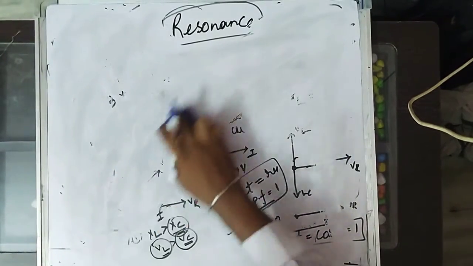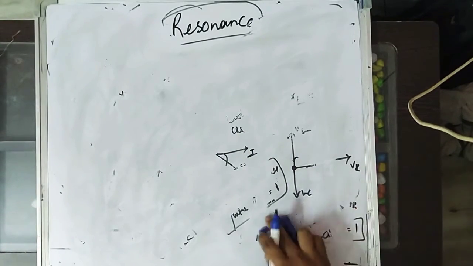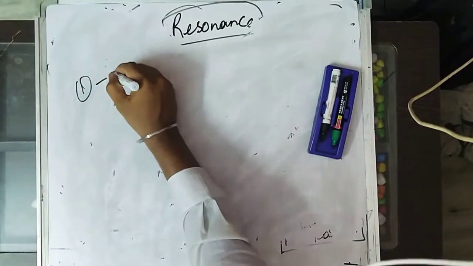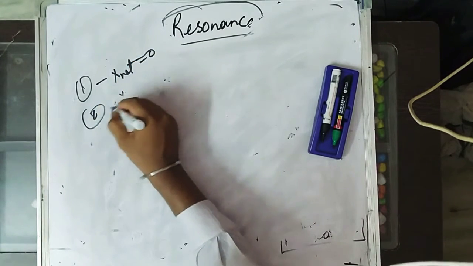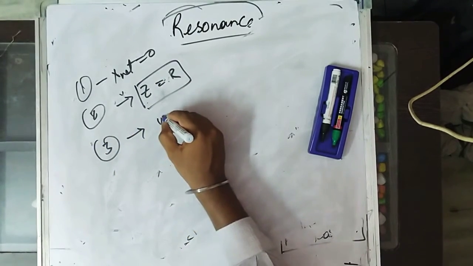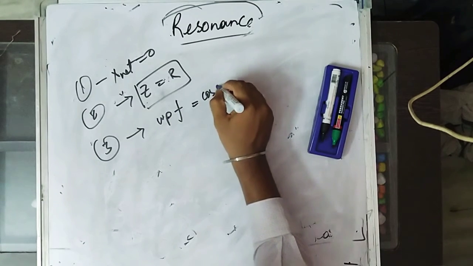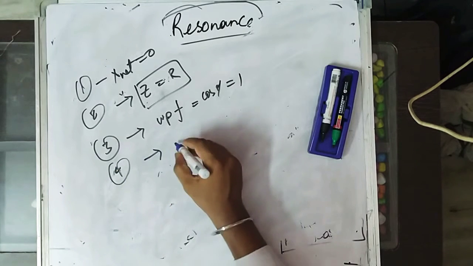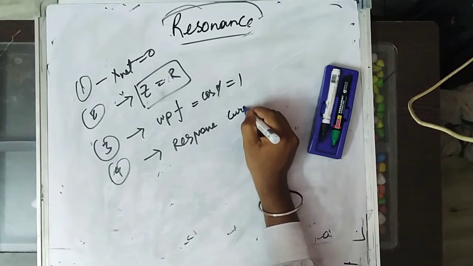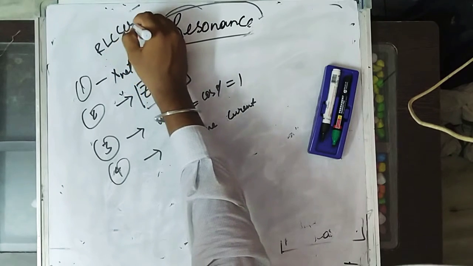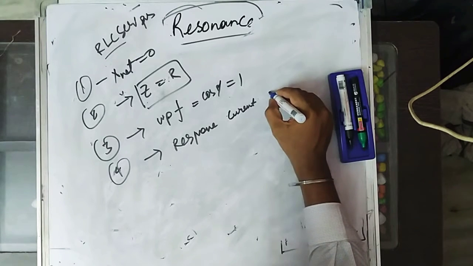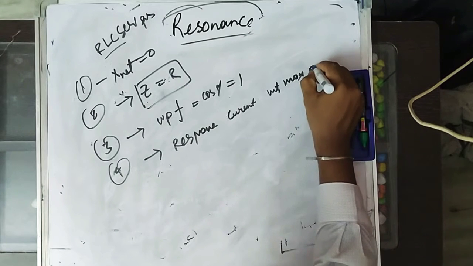Now we will see some properties of this resonance circuit, which we just extracted. There are 4 properties at resonance. The first property is X net equal to 0, and the impedance becomes resistive. That means the circuit becomes resistive. The third one is unity power factor, that is cos of phi equal to 1, and the fourth one is the response of the current. For an RLC series circuit, the current I is maximum at resonance.